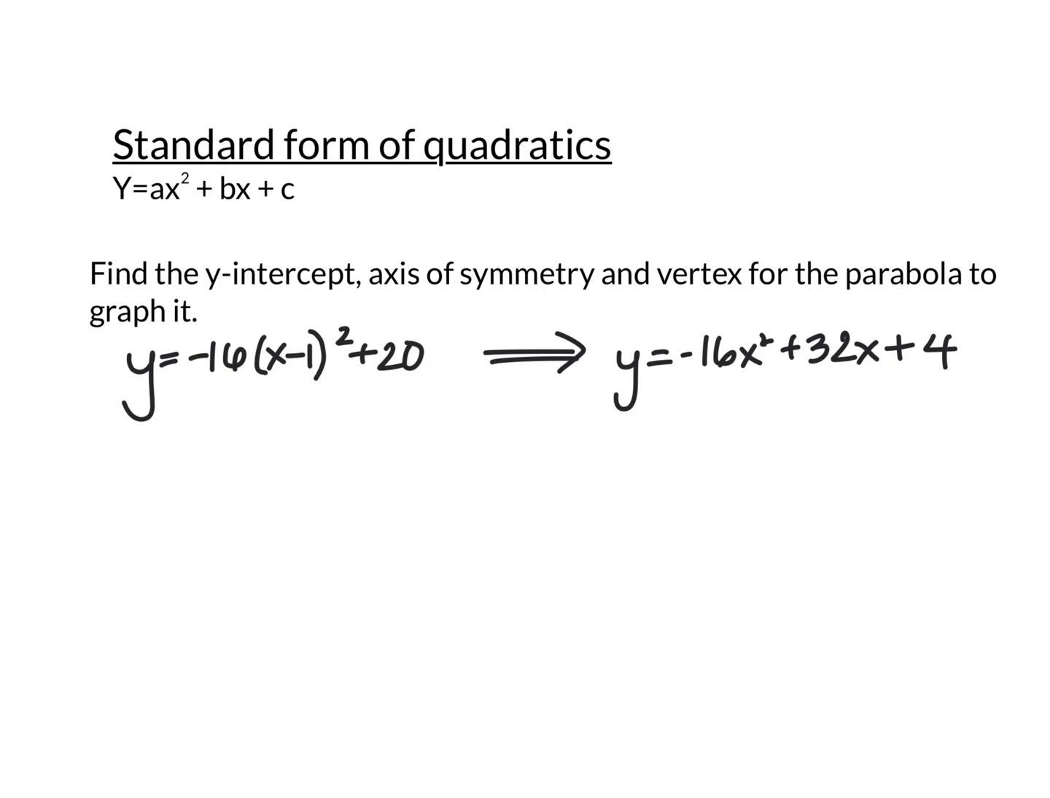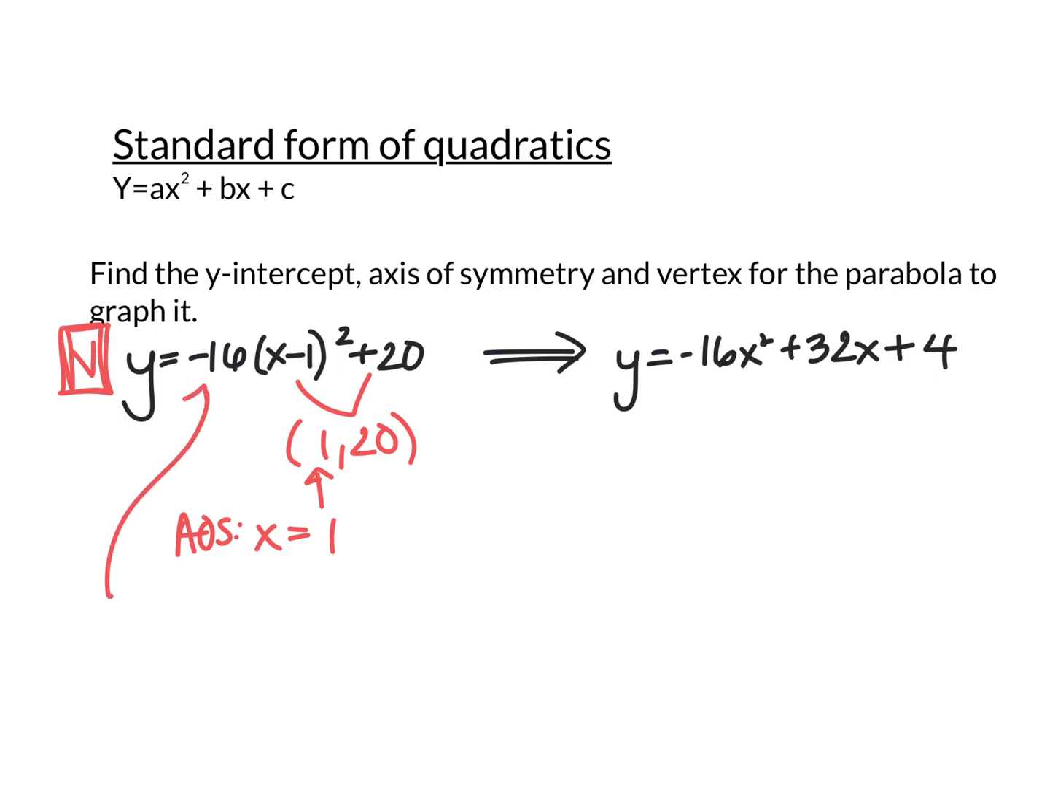All right, so let's dive a little more into standard form and how we find information from it. From vertex form, which is the one on the left-hand side, we know that the vertex is (1, 20). And from the vertex, we know that the axis of symmetry is x equals 1. We don't know anything about the y-intercept. The other thing we do know from this side is that the parabola is opening upside down, because there's a negative in the front.